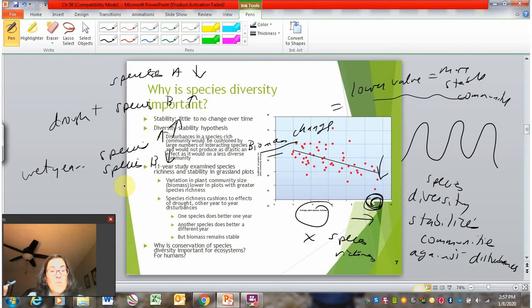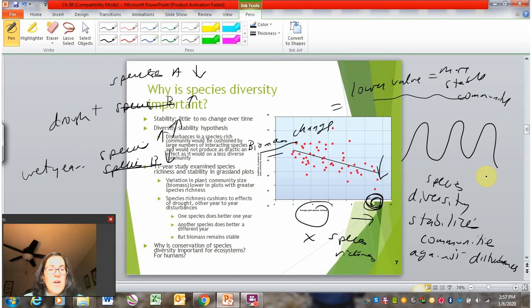If you lost one of those species, then you would have high variability. If species B went extinct, then in a drought year, you would have very low biomass in that community, and that would be bad for that community. It would only do well in wet years, and that would cause the community to have these dramatic fluctuations and be less stable when they face disturbances.